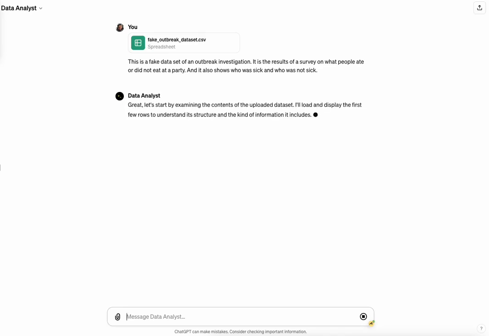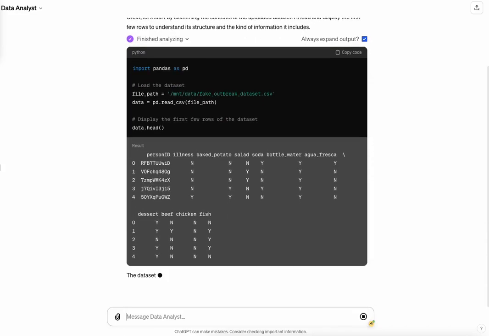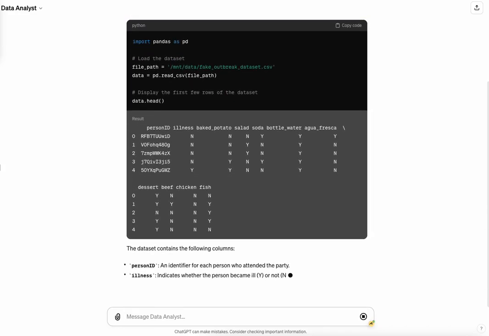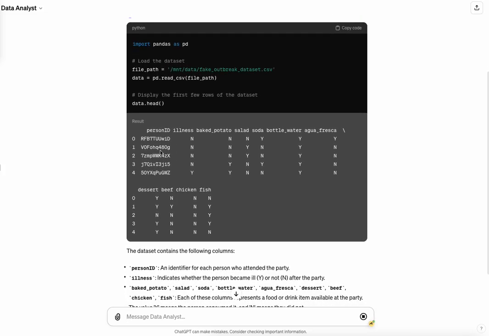It's going to give me the code in Python, which is good. I could have asked it initially to do it in R, and then I could have done it in R. But here you can see that it's showing me the first few rows. All this is fake data, by the way.